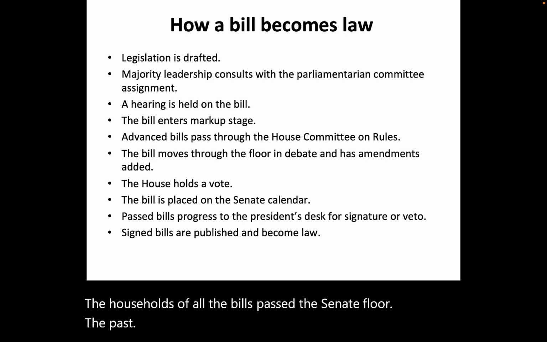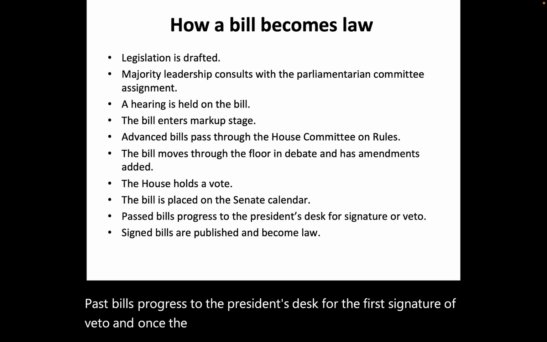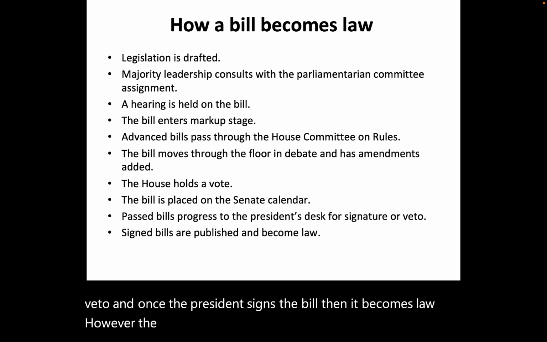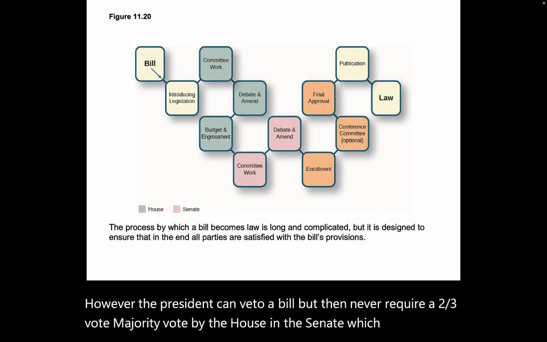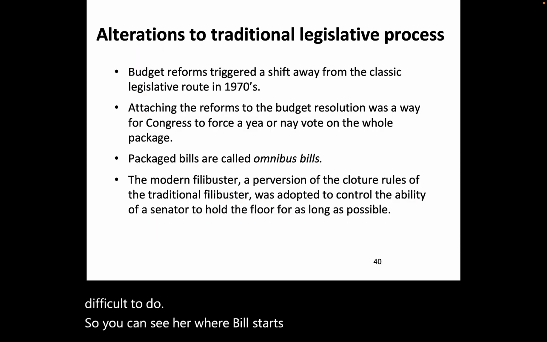Passed bills progress to the president's desk, either for a signature or veto. Once the president signs the bill, it becomes law. However, the president can veto a bill, but then it will require a 2/3 majority vote by the House and the Senate, which is pretty difficult to do. So you can see here where a bill starts and ends.